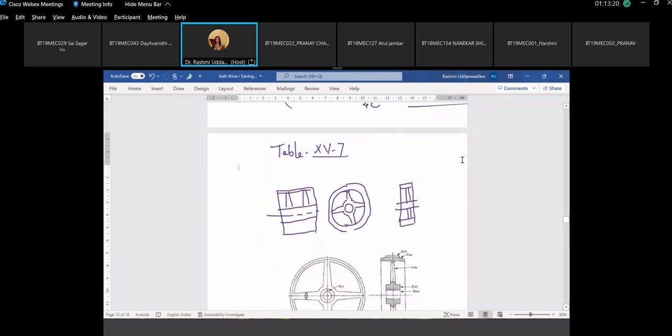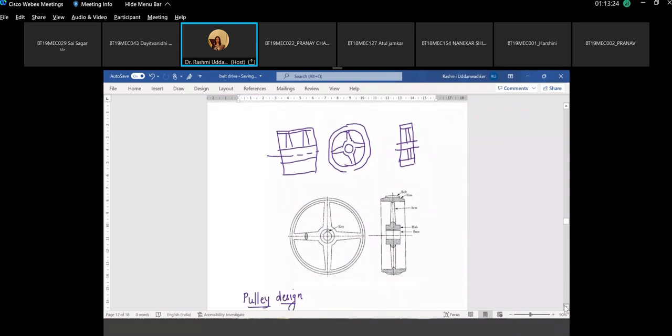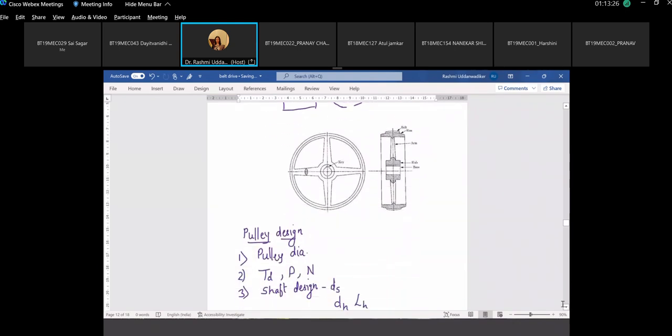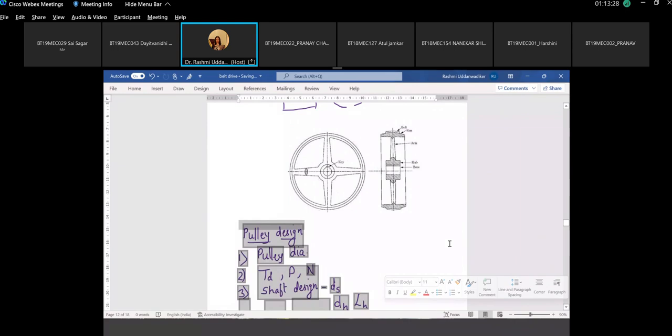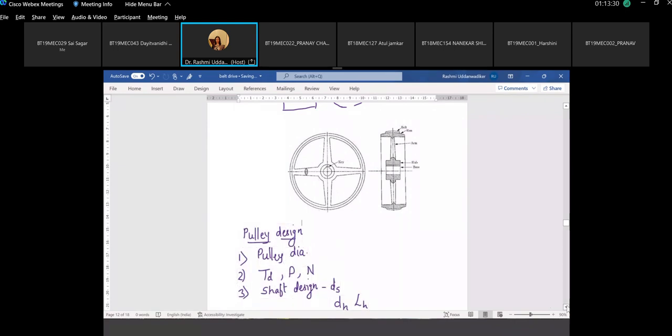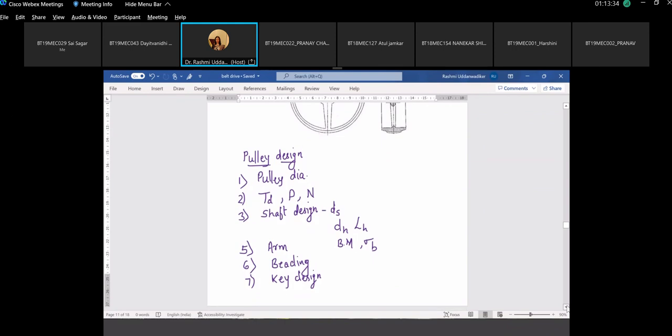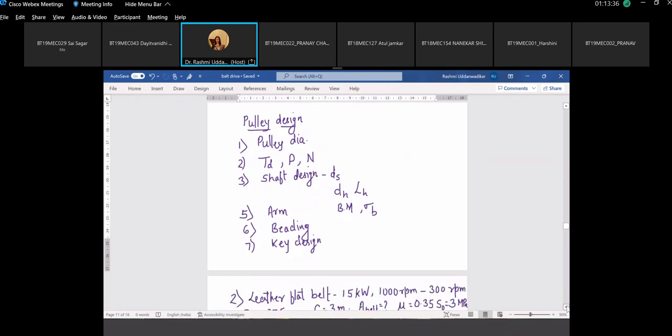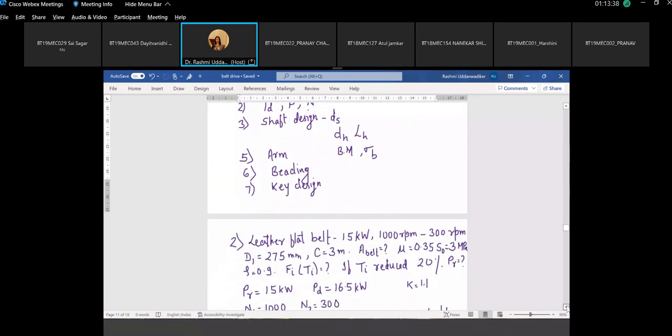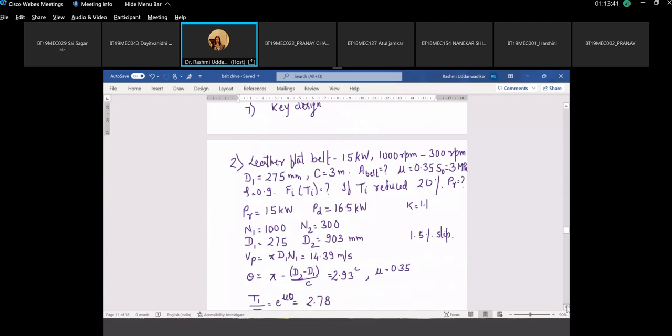So we are working with this pulley design, and for the pulley design, we know the diameter of the pulley, we have to design the shaft, for which we need the design torque, power and RPM. From the shaft design, we get the dimensions of the hub, then we design the arm, the beading of the hub if required, and the design of the key. So this is the problem which is given for the leather belt for 15 kilowatt power transmitted between 1000 rpm to 300 rpm. Other dimensions are given.